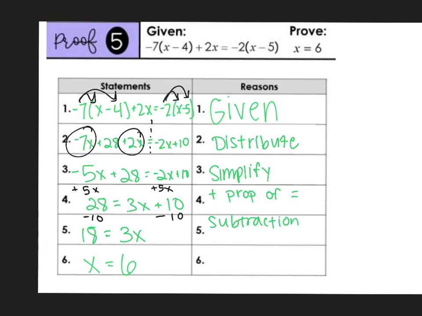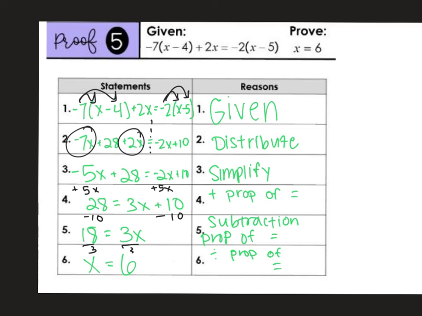if they don't give you that option, it could also be addition if we did the plus and negative. Just a little reminder there, but we do have the option of subtraction here. And now I need to divide both sides by 3. And we end up with x equals 6. And that's what we wanted to end up with. And we got that by the division property of equality.